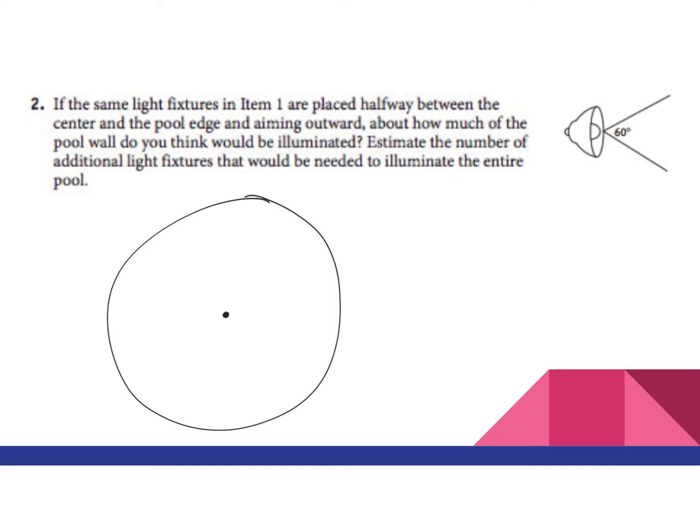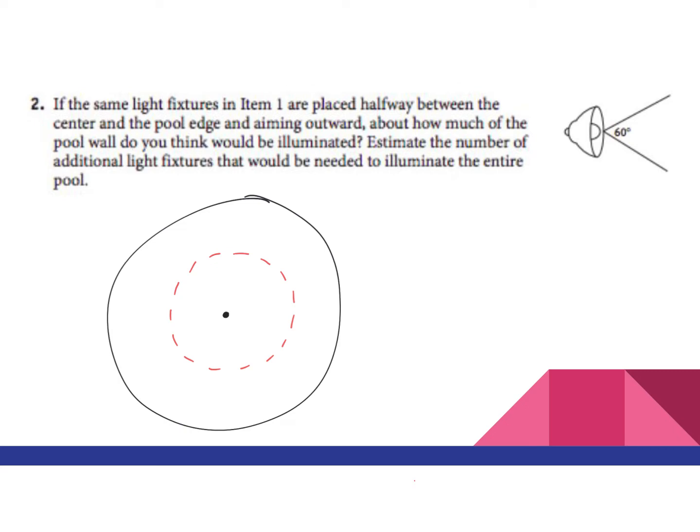Now, remember, we want to place the light fixtures not on this center point, but halfway between the center point and the pool's edge. So what we're really looking to do is creating this full circle inside of our big circle. Again, I know this is a sketch, not drawn to accuracy, but we can see that it is about halfway between the center and the pool's edge. So this circle that I drew right here, that's where we're going to be placing our light fixtures.